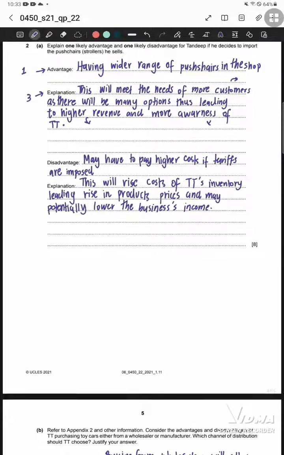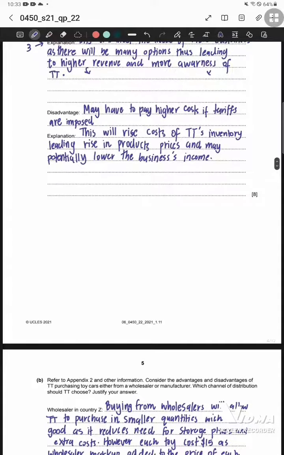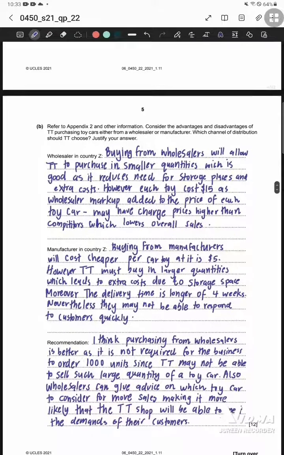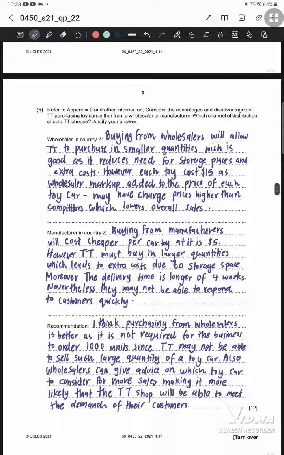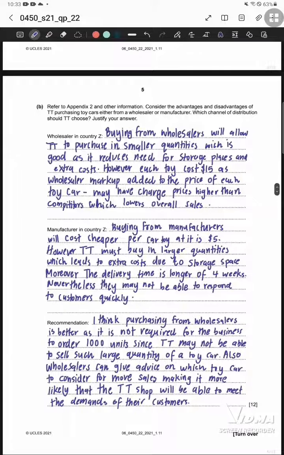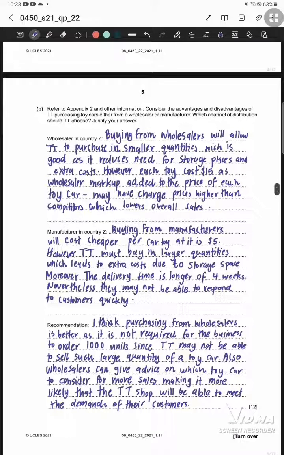Okay, that is it for question number 2A. The last question for this, well, it's not the last, but it's the last for part 1. Refer to appendix 2. Let's check appendix 2 out, and the other information. Consider the advantages and disadvantages of TT purchasing toy cars either from a wholesaler or a manufacturer. Which channel of distribution should TT choose? Justify your answer.